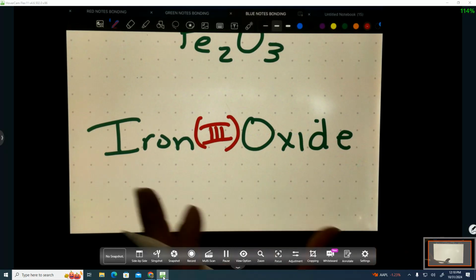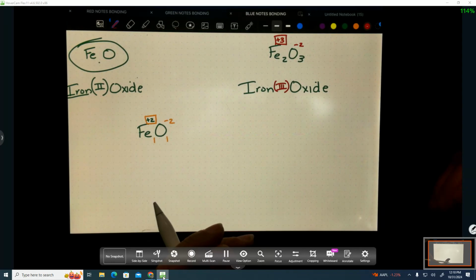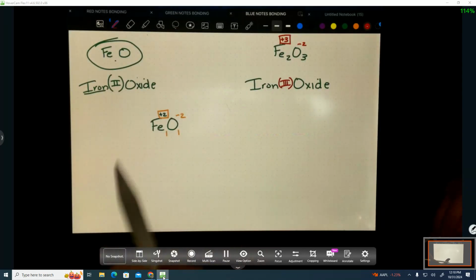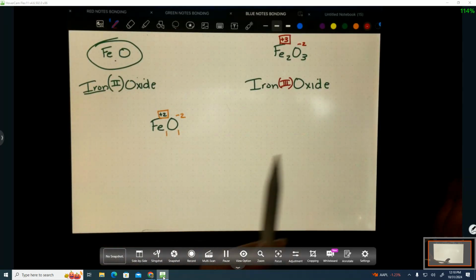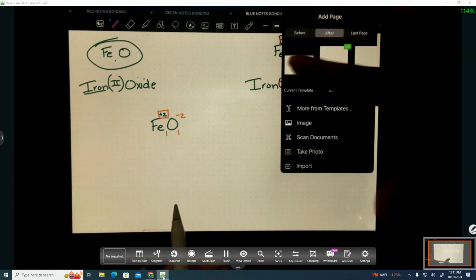Does everybody know their Roman numerals at least up to number 6? Yes. Okay, IV, VI. Okay? If you don't know the Roman numeral, just ask me. We're not testing you on whether you know the Roman numeral or not. We're testing you on whether you can tell me which ion is being used to make that compound. All right, let's try another one.